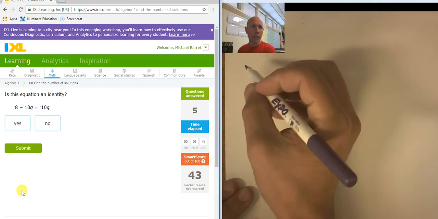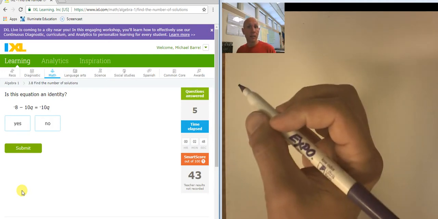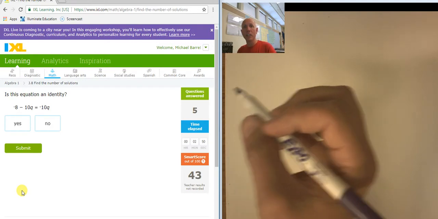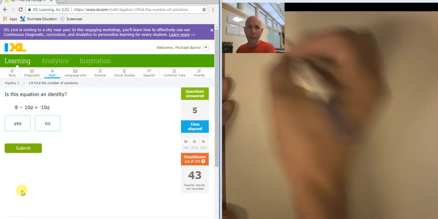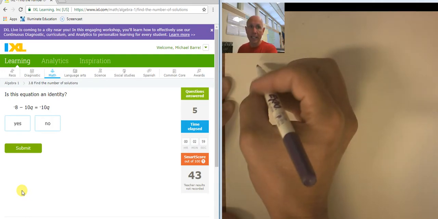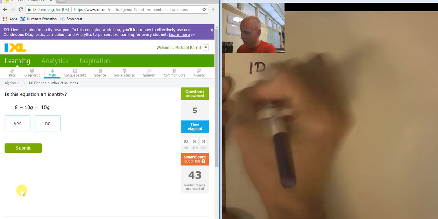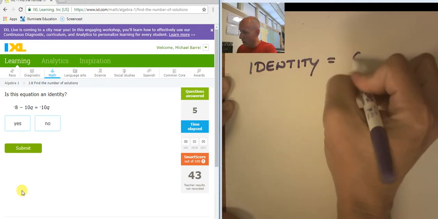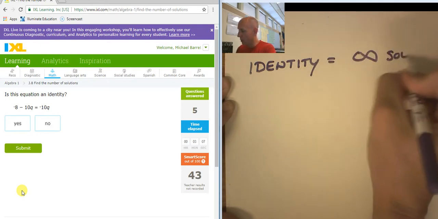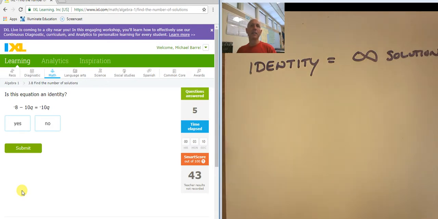Let's see. Are the q's going to cancel out? Look, I have negative 10q and negative 10q. They're going to cancel out. Oh, is it an identity? Okay. Well, hopefully I talk about this in class. Identity equals infinite solutions. So if it's infinite, it's an identity. Identity means that it equals itself, that 5 equals 5, 8 equals 8. So the q's are going to cancel.